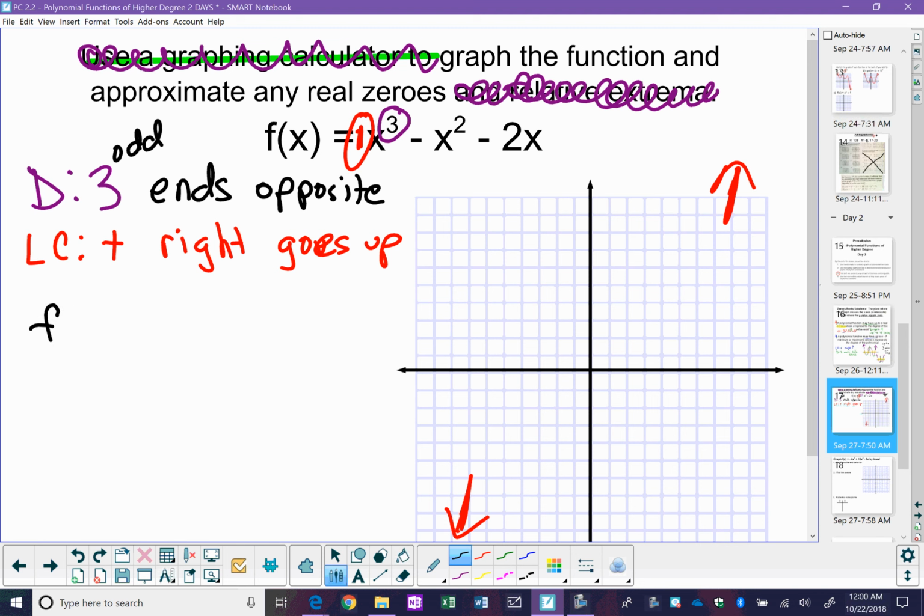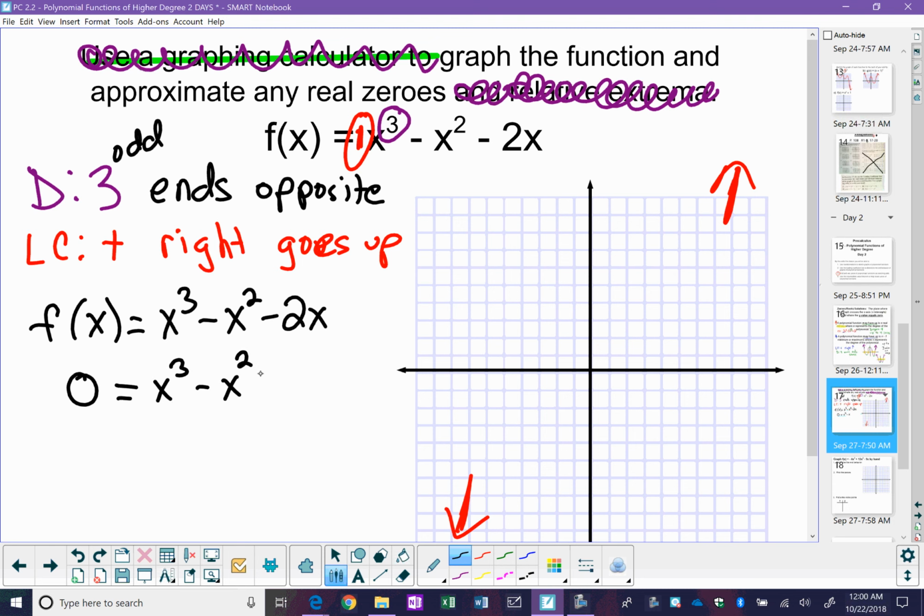So the original equation is f of x equals x to the third minus x squared minus 2x. First of all, you change f of x to 0 because that's your y value, and we're going to solve this. But we can't factor this right away because we only learned to factor x squared problems. But hopefully you'll notice that I can factor out an x because there is an x in each term. When I take an x away, I'm left with x squared minus x minus 2.